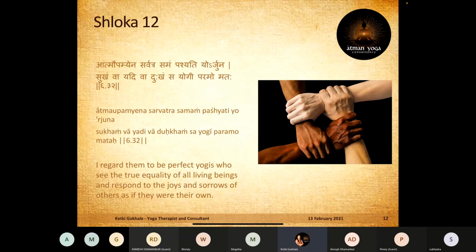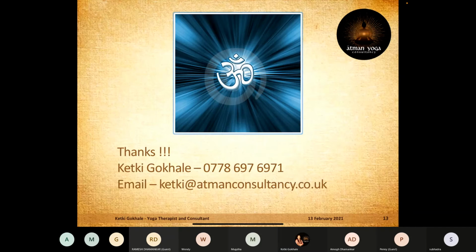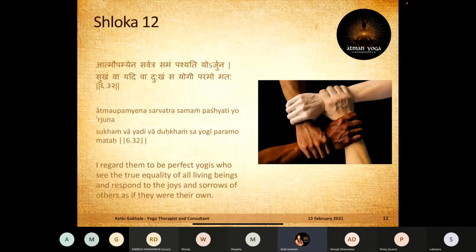This is the samadarshana, the equality of vision of a perfected yogi. So, this is one of the examples of who is a yogi, where he sees everyone at the same level. All right. Yes, this was the last one.